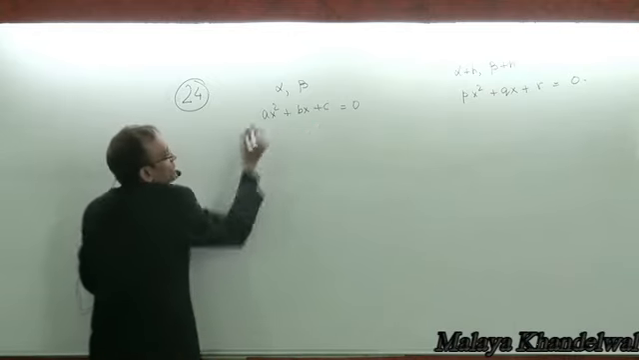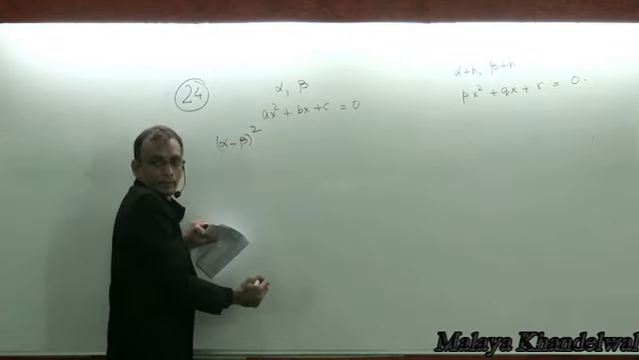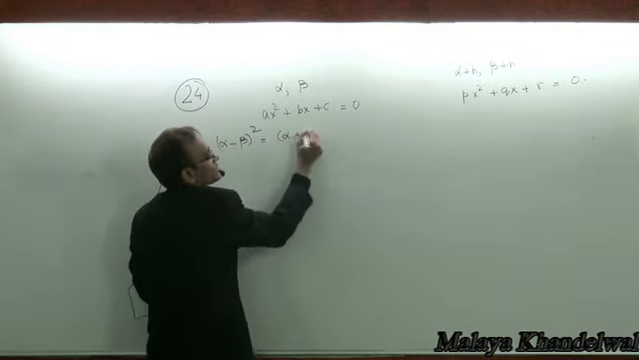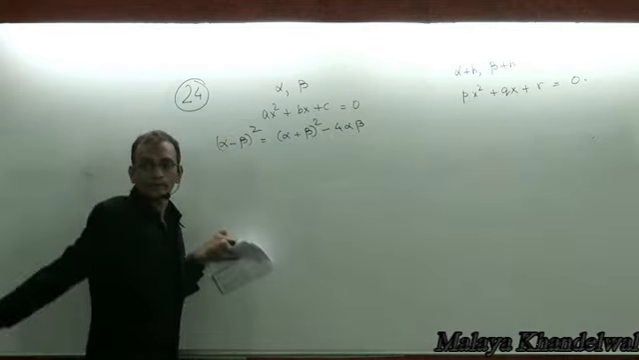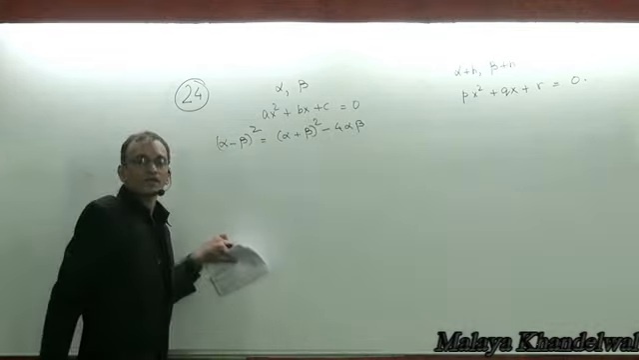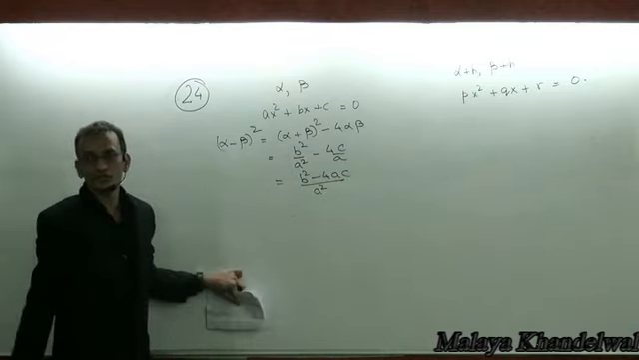Now what's the difference of the roots here? Alpha minus beta whole squared. That's alpha plus beta whole squared minus 4 alpha beta. Yes or no? Alpha plus beta whole squared means b squared by a squared minus 4 into c by a. So that makes it b squared minus 4ac by a squared. That's the difference in the roots here.